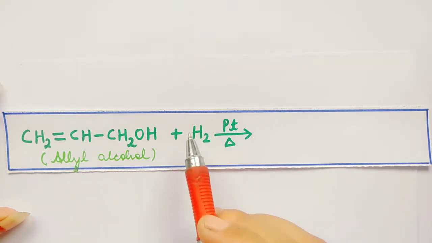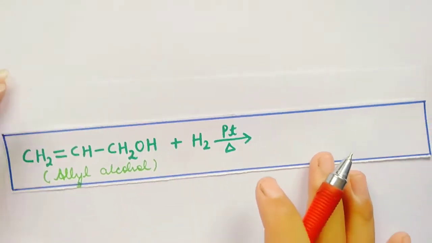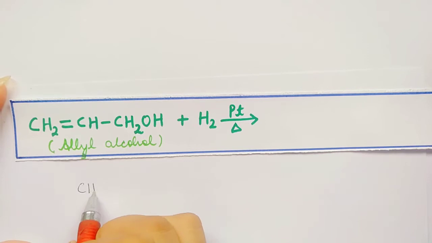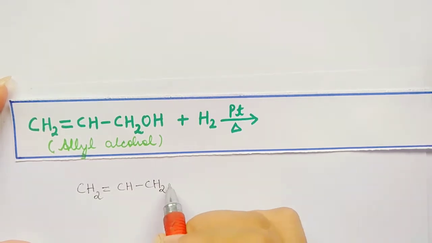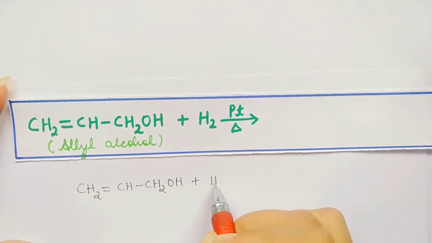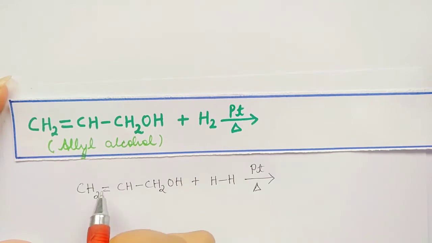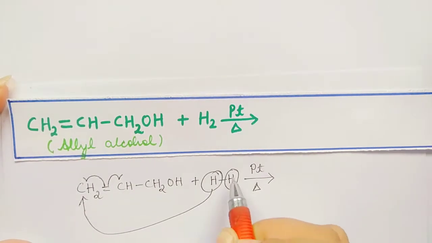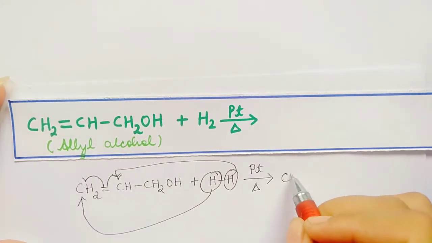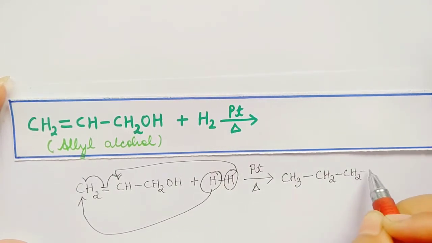See here, hydrogen will be added across the carbon double bond. Okay, so see, we have allyl alcohol, CH2=CH-CH2-OH, and hydrogen, in the presence of a catalyst, platinum. See, the pi bond breaks, and one hydrogen comes here, another one comes here. So what do we have? CH3-CH2-CH2-OH.